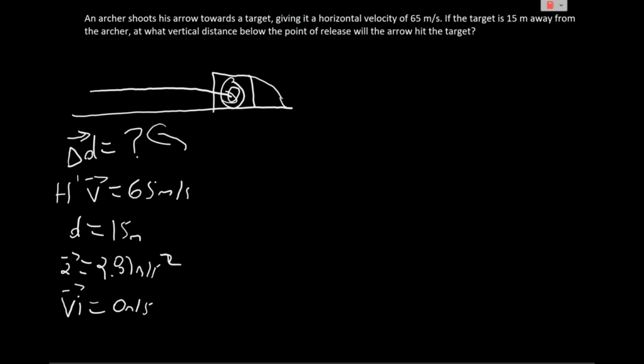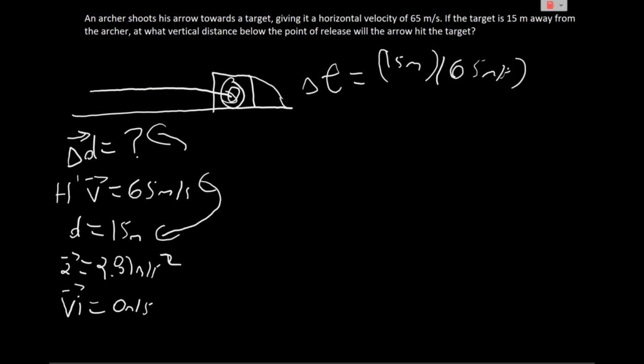We can easily solve for time as we already have the distance and the velocity. And as we know, velocity equals distance over time. So rearranging the formula, time should equal distance divided by velocity. So our distance is 15 meters divided by 65 meters per second to give us a time of roughly 0.23 seconds.